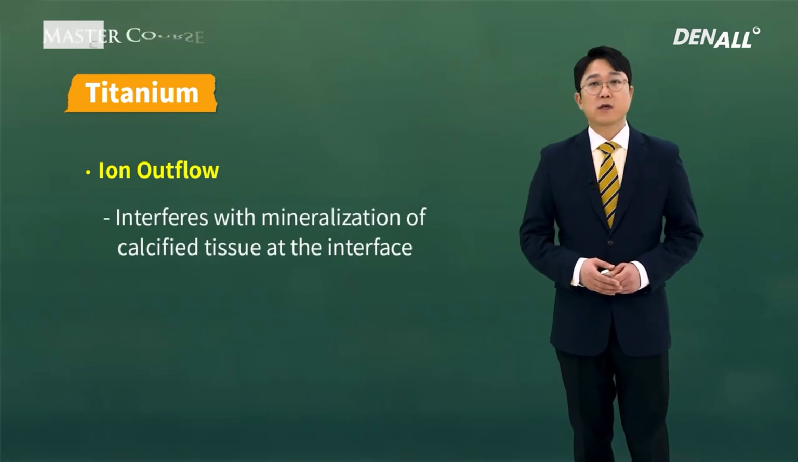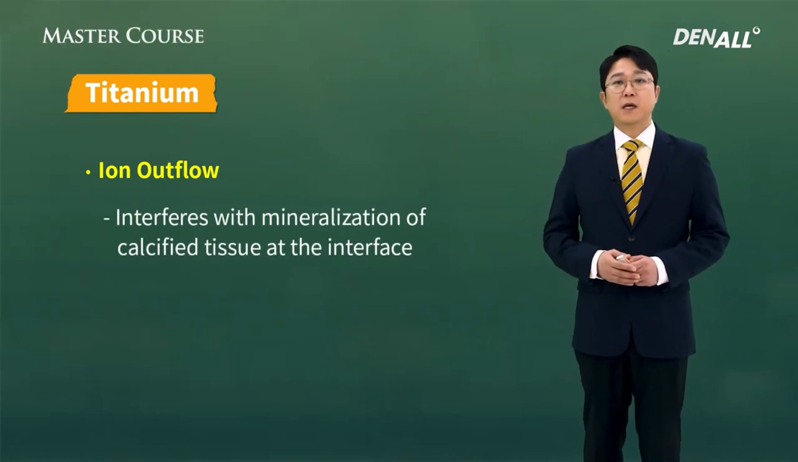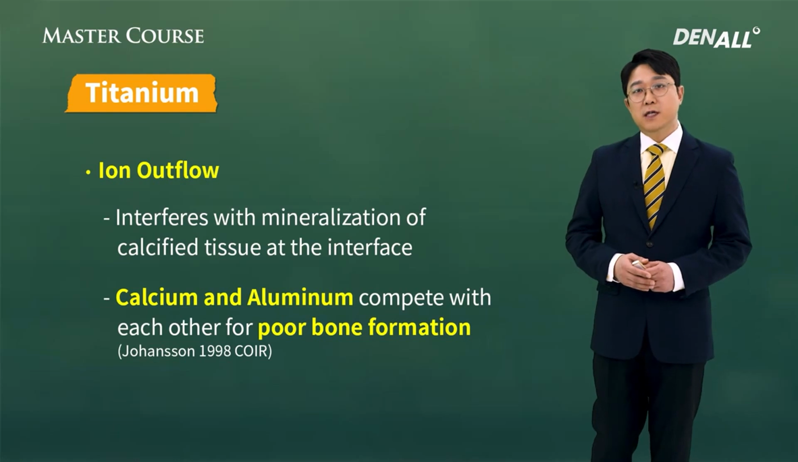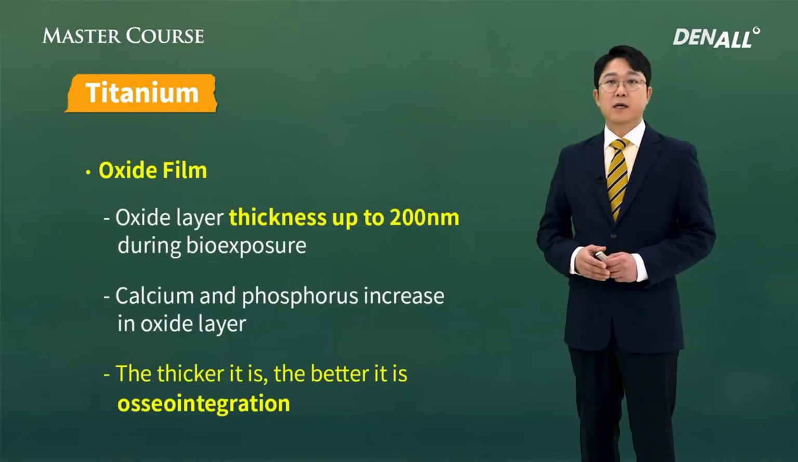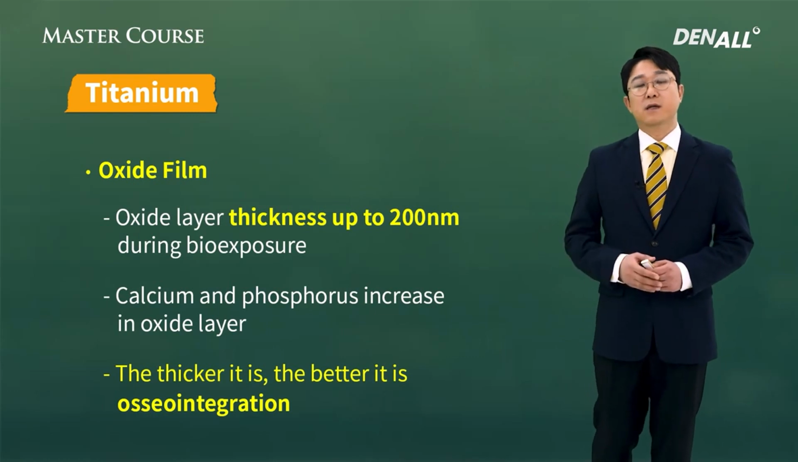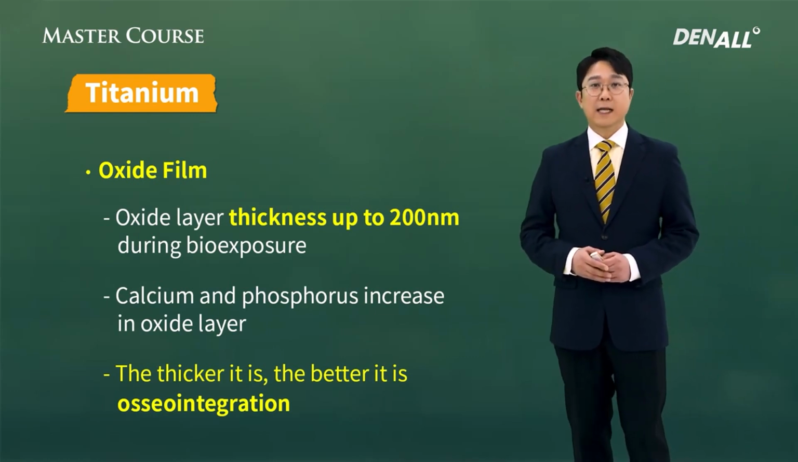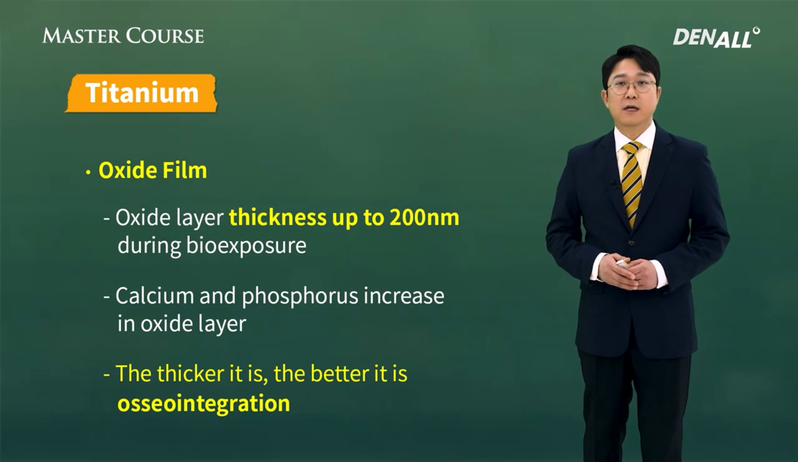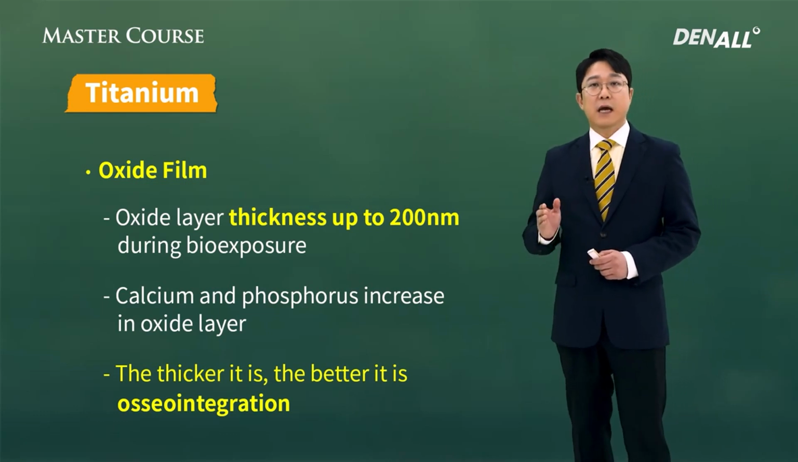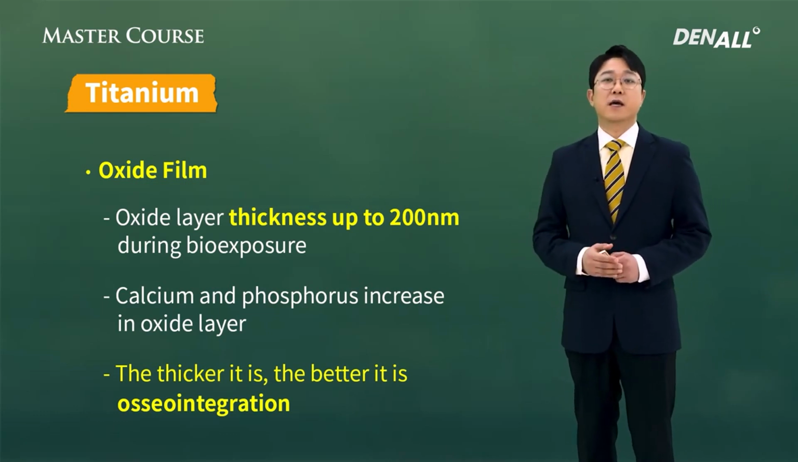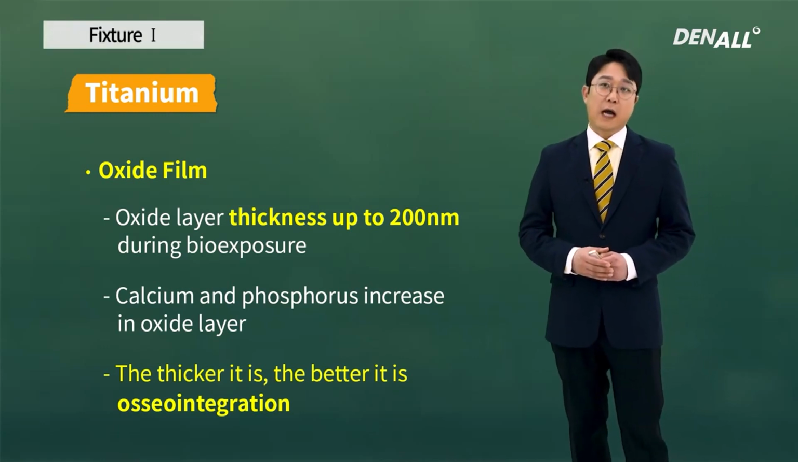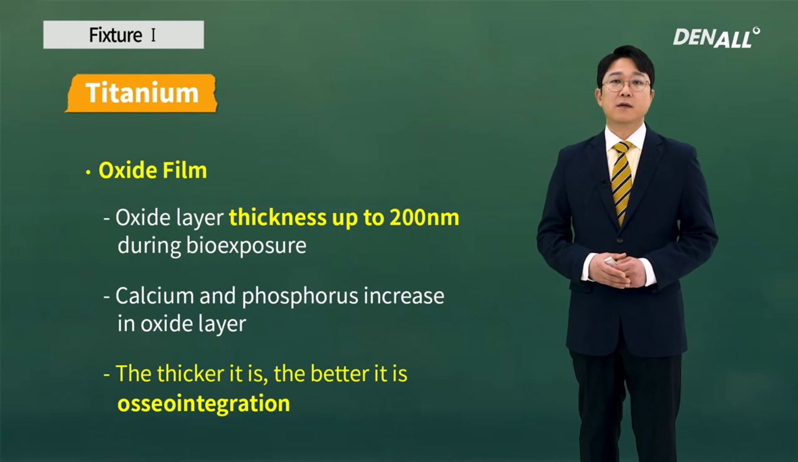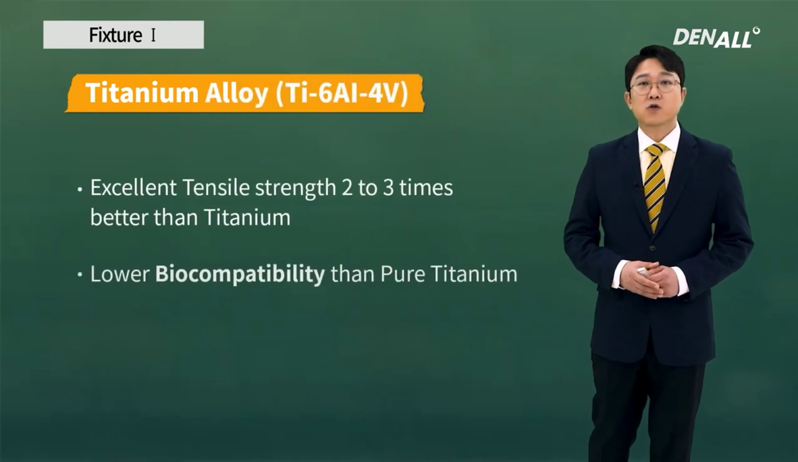Titanium is a metal, so ions can come out that can work very adversely in a living body, but titanium in the body forms a stabilized oxide layer. Its thickness is about 200 nanometers. The oxide layer enables the osseointegration, so titanium can be used as a safe material for implants.